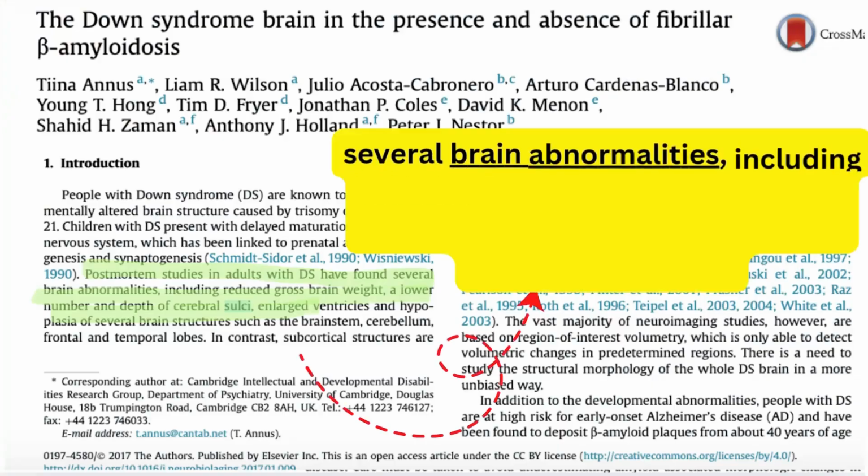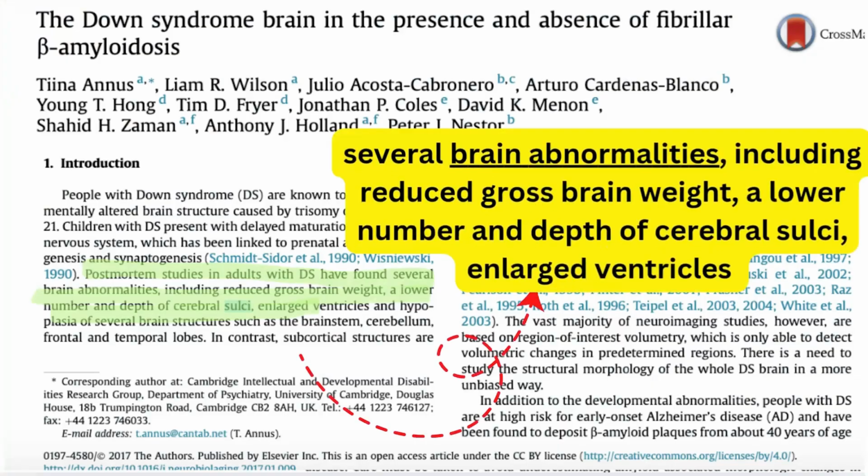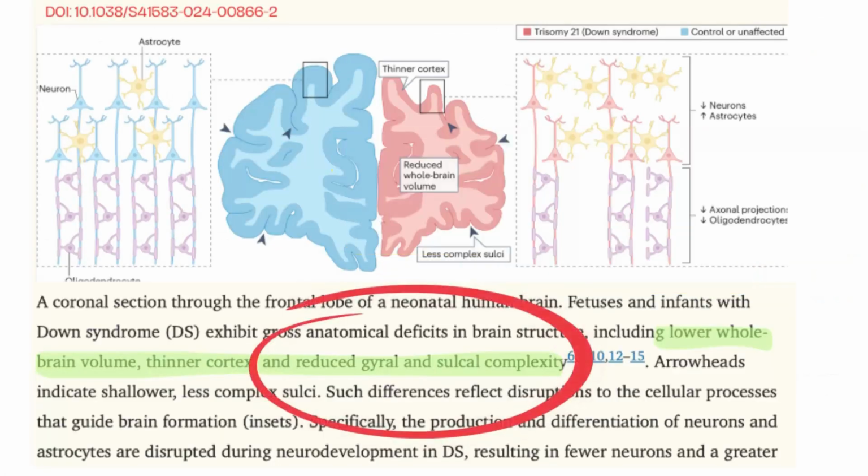It is reported that in conditions like Down syndrome, the folds in the brain are reduced, which contributes to their poor IQ and other cognitive and motor disability.